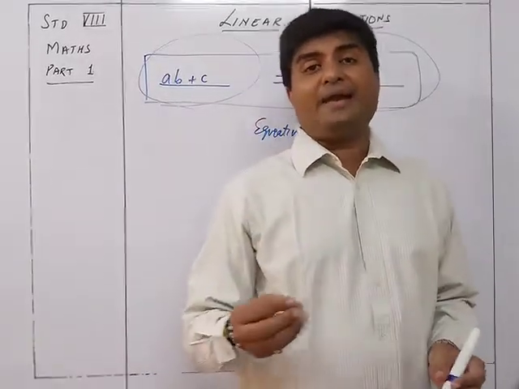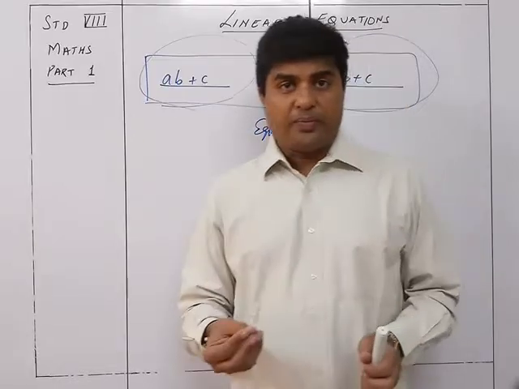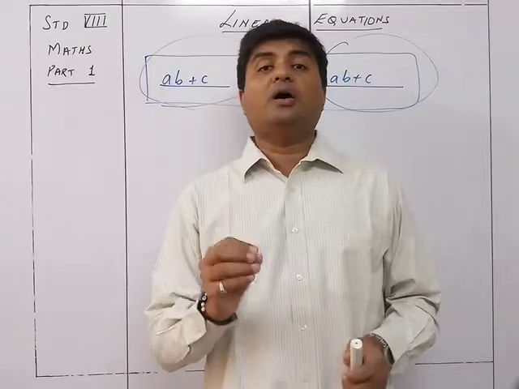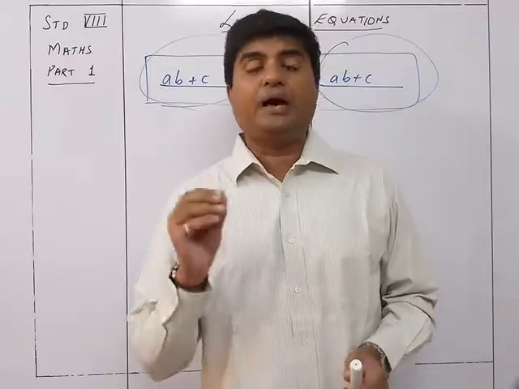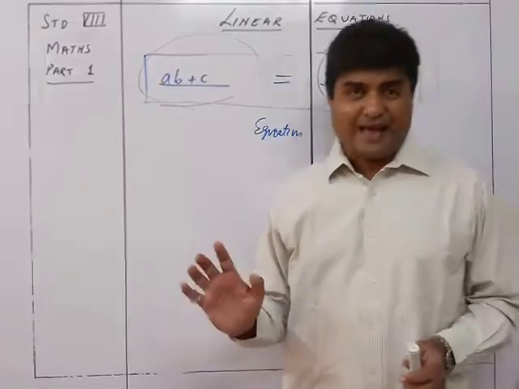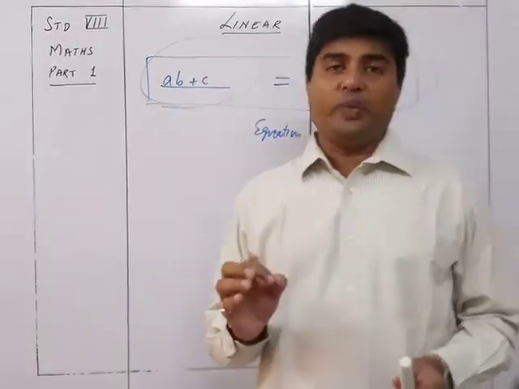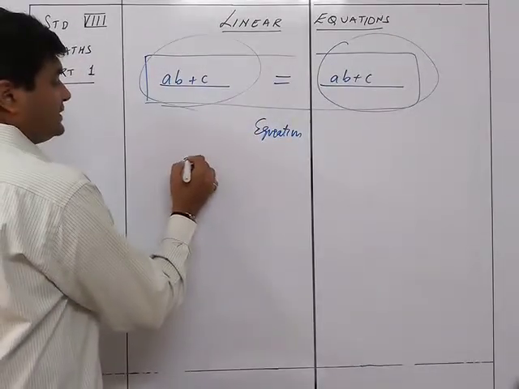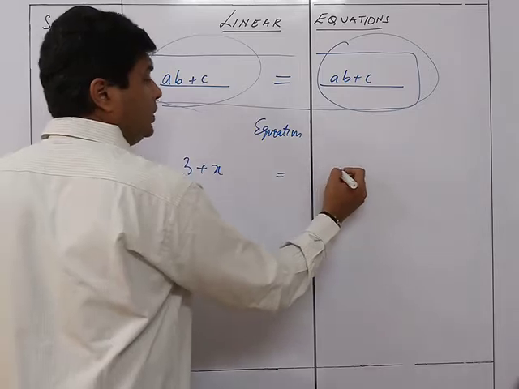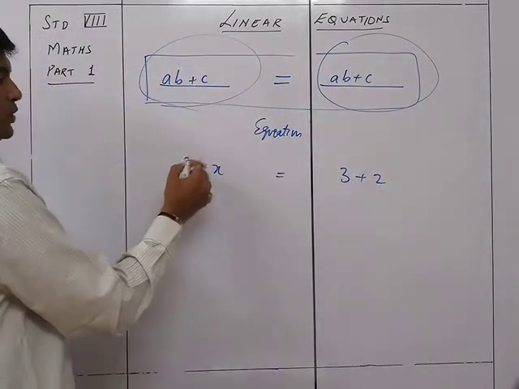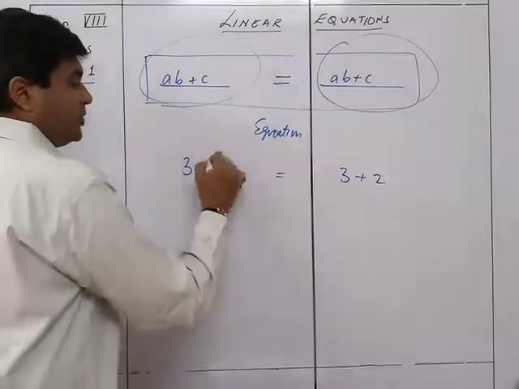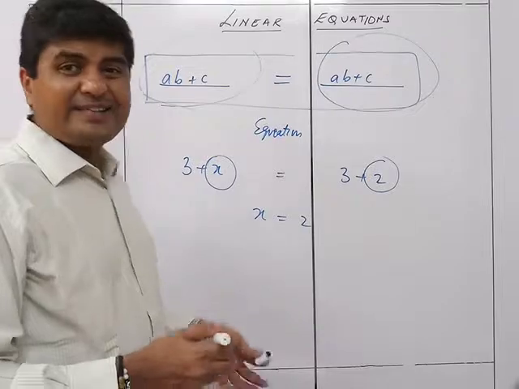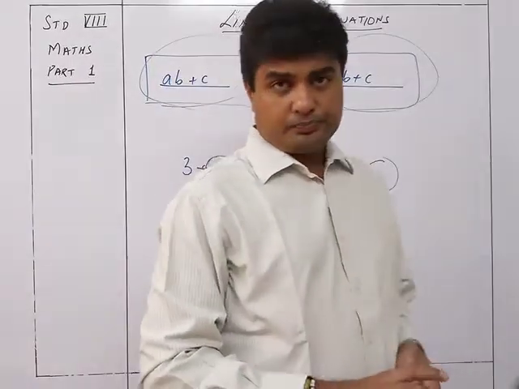So when I write any particular alphabet and give it a variable value, it means it has a value which will depend upon the equation in which it lies. For example, if I say 3 plus x is equal to 3 plus 2, then I know that because the 3 is the same on both sides, x will be equal to 2. So x is the variable over here having a value equal to 2.